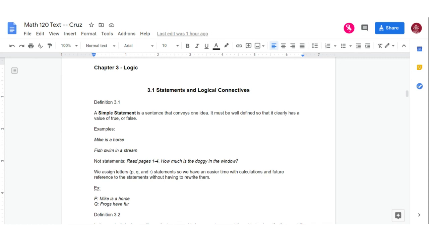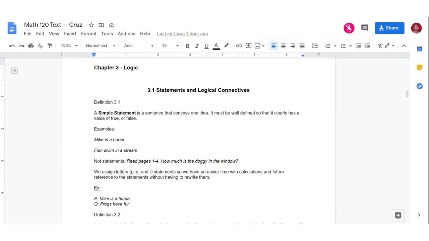Now, the things that are not statements are commands and questions usually. So your teacher tells you to read pages 1 through 4. Well, that's not a statement. That's a command, and it cannot be true or false. But how much is that doggy in the window? Again, not a statement. It's a question. So again, a statement is just a very simple idea that can be either true or false.